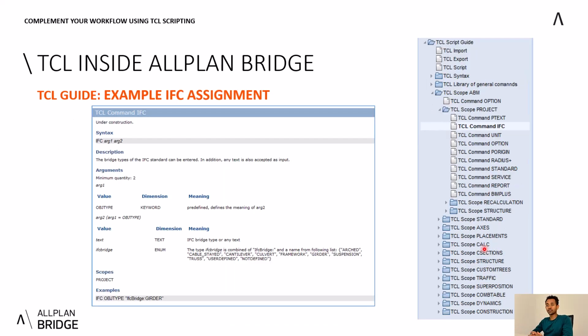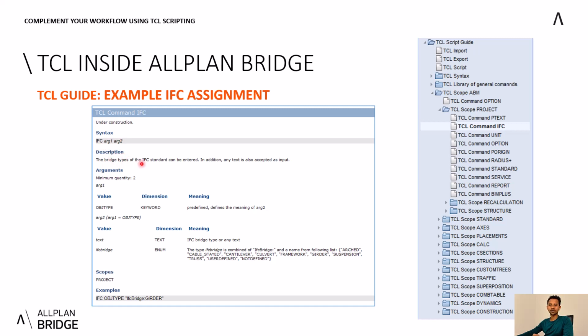A small example that we have here is the IFC assignment, when I assign an IFC to the whole bridge project. For that, we go to the TCL scope project and to the TCL command IFC. Here we have the command, written properly, with different topics you can go through. At the top, it gives you the syntax, how it is supposed to be written. So we have IFC argument 1, argument 2, and also a description.